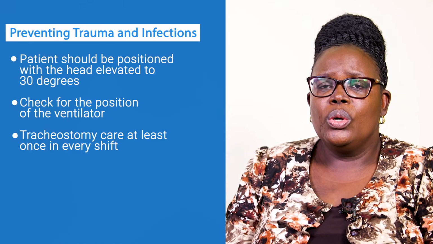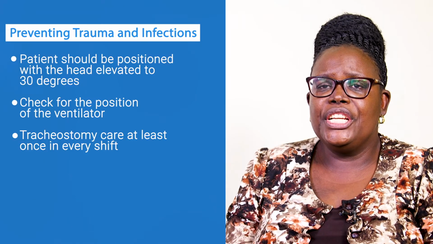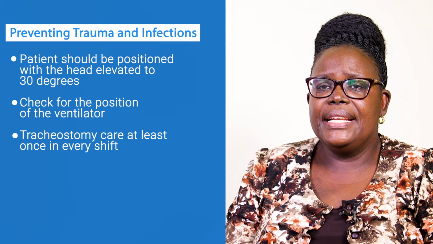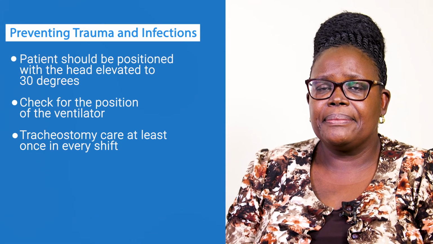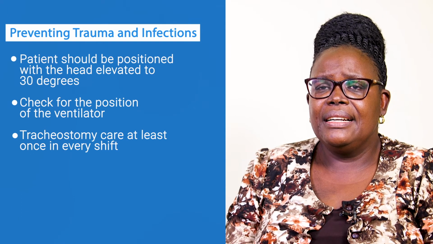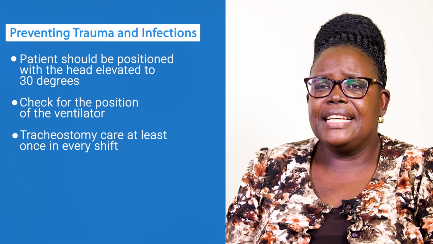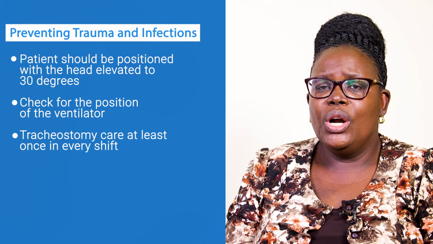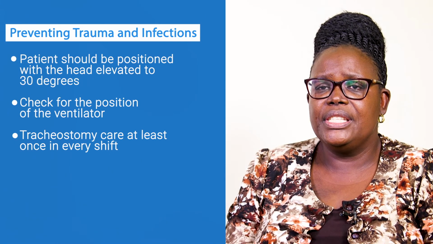Prevent trauma and infections. That is the second thing that we need to do. So how do we do that? The patient should be positioned with the head elevated to 30 degrees. You can also check the position of the ventilator, ensuring that there is minimum pulling or distortion of the interface to reduce the risk of trauma.